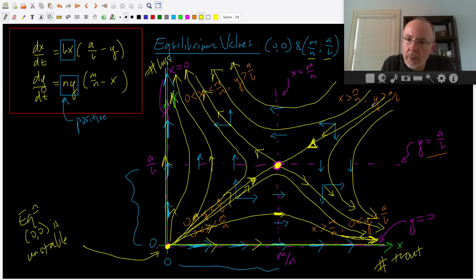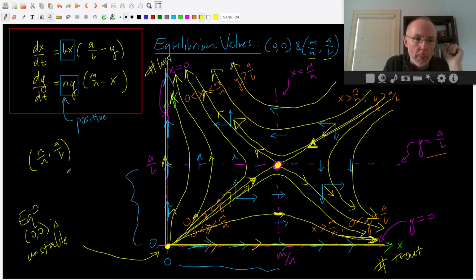If I start just a little bit off that curve, then I'm going to run along that curve for the longest time. But eventually, I'm going to go whoosh and head off this way, right? So even if I'm really close to that curve, I'm going to miss the equilibrium and go shooting off. And so this is essentially an unstable equilibrium. So you will never, in general, end up at the equilibrium m over n, a over b.